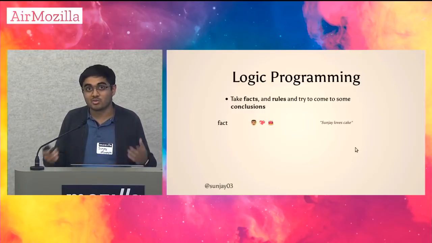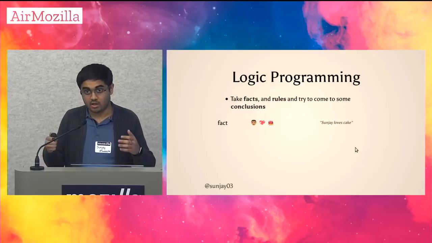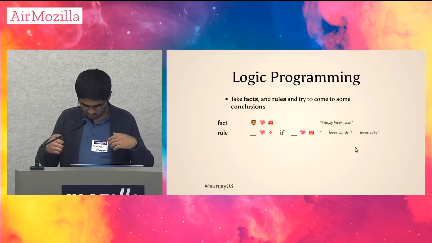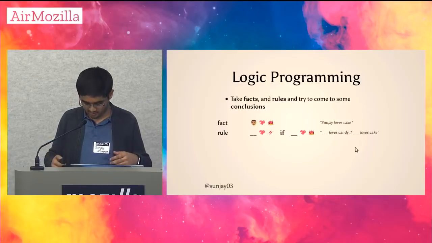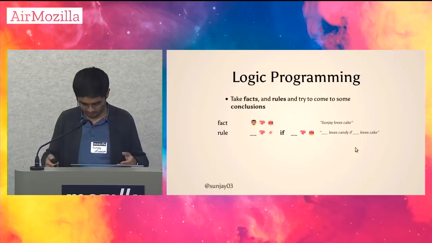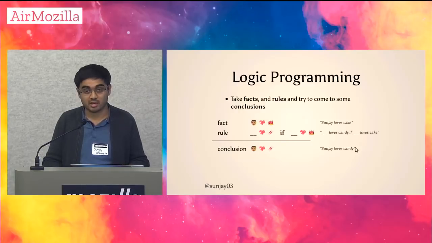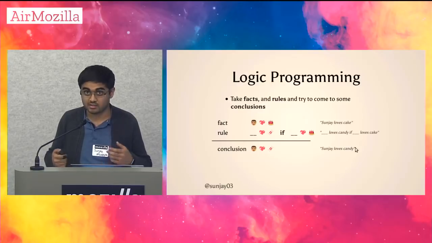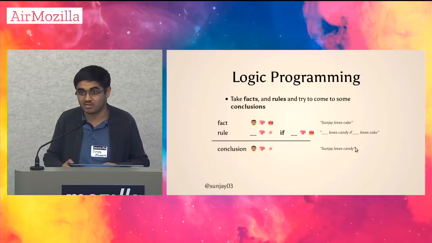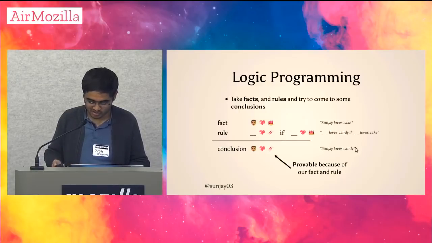Cake is pretty sugary, so if I enjoy cake, well, it might be reasonable to think that I enjoy candy as well. We can write this as a general rule using emojis like this. Notice how I've left a placeholder to represent that this rule applies to anyone who loves cake. This is a general rule that says that blank loves candy if they love cake. We can take this fact and this rule and use them to derive the conclusion that Sunjay loves candy. We took the rule that says that someone loves candy if they love cake and used the fact that Sunjay loves cake to come to the conclusion that Sunjay loves candy. And I can tell you from personal experience, both of these things are true. So this is provable because we can logically derive it from the rule we created using the fact that I love cake.